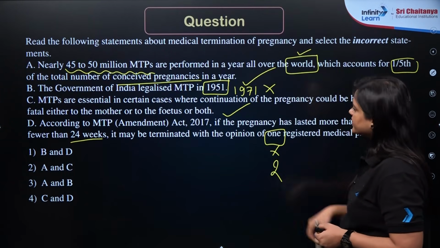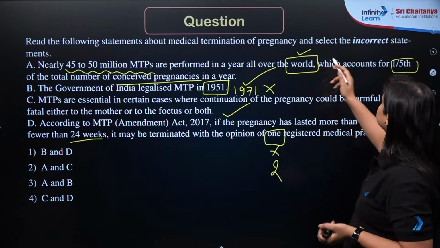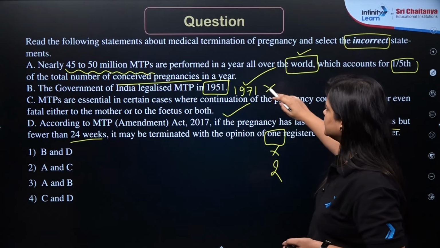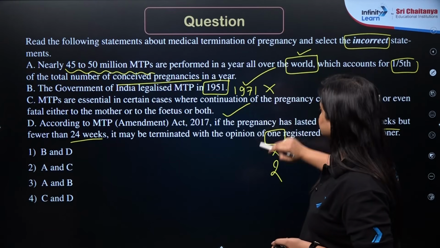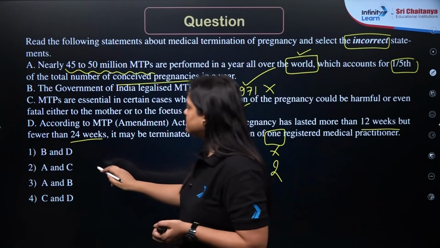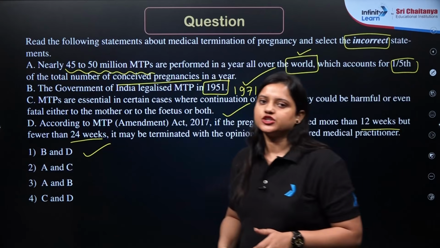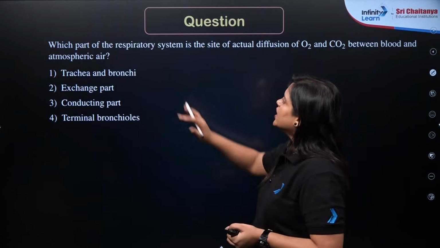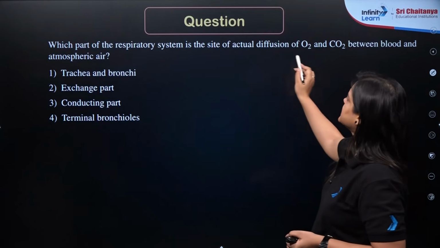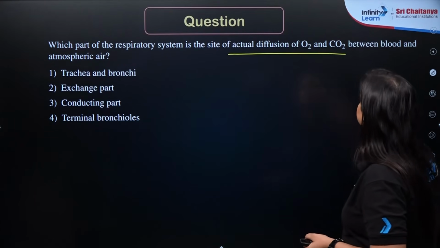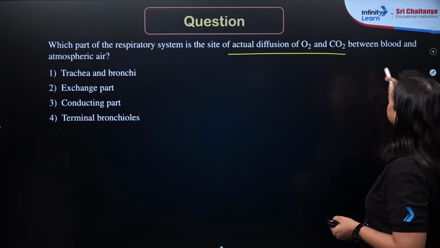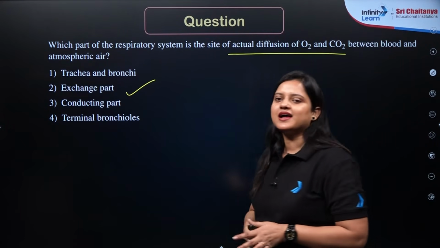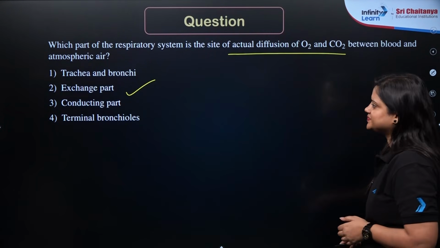It should be 2. So, at the end, in the question, we want the incorrect statements. So the incorrect statements for us will be B and then D, right? So, B and D are incorrect. Correct answer should be 1. Next, which part of the respiratory system is the site of actual diffusion of oxygen and carbon dioxide between blood and the atmospheric air? Yes, it is the exchange part. Answer here will be 2.